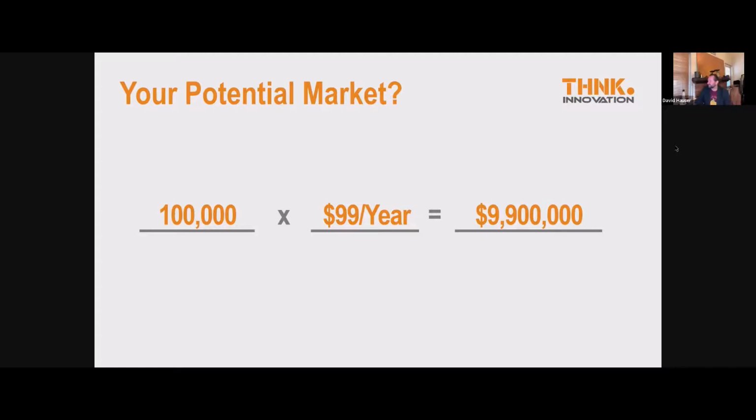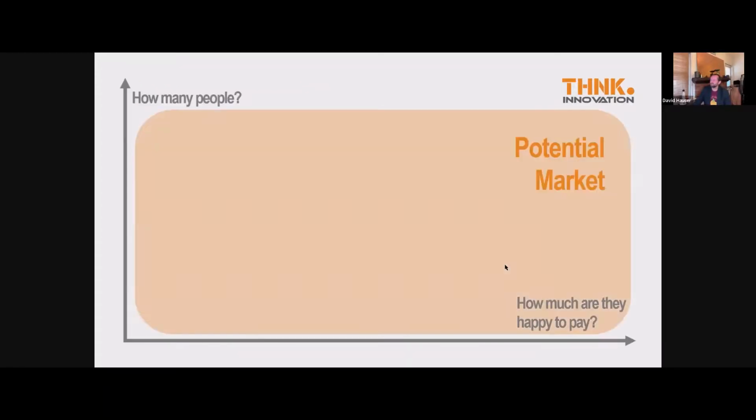Mike is asking a question. Hi, David. I'm curious why it's how much they are happy to pay, not how much they are willing to pay on the potential market. I do not quite understand the question, Mike, I have to say. So the potential market is the product of how much an individual person is happy to pay and how many people are happy to pay that.